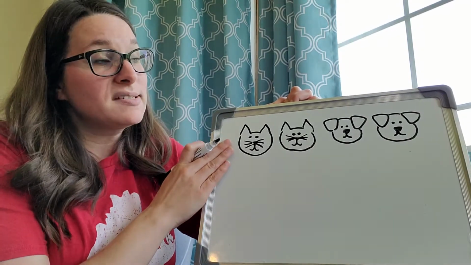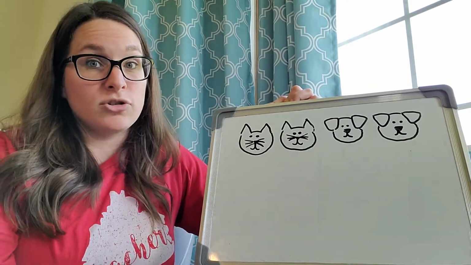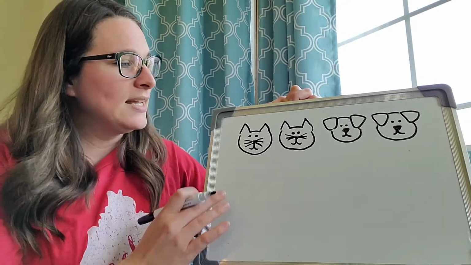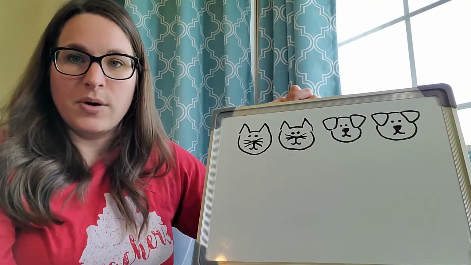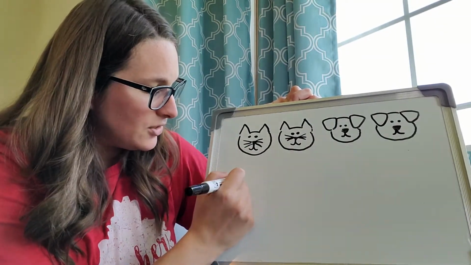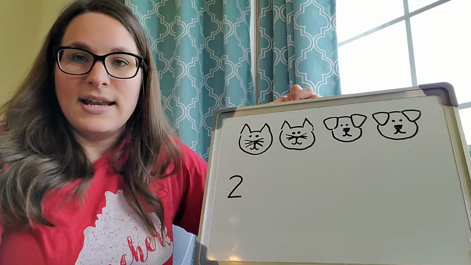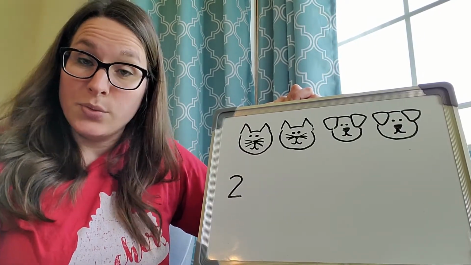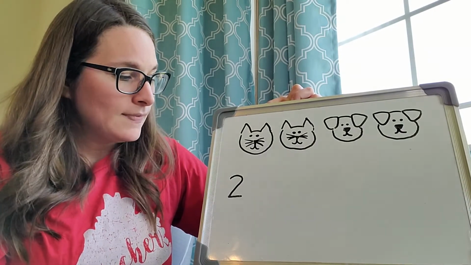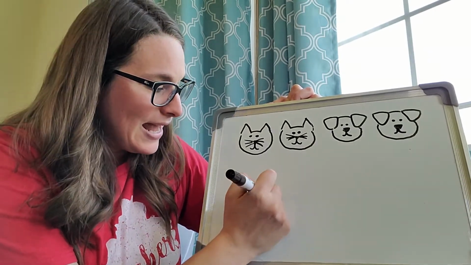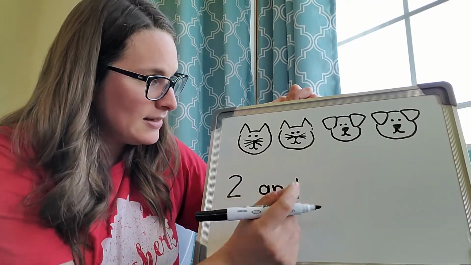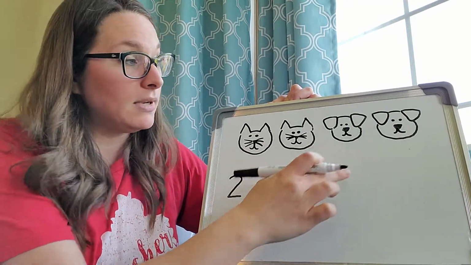So I've represented my problem with pictures and now I want to represent it with words and numbers. So we're going to, again, start with what we know. How many cats did we see? We saw 2. So I'm going to make a 2. The next word is a connector word. So we're going to write the word and. Can you guys spell and for me? A-N-D. 2 and. Now we're ready to put how many dogs we saw.